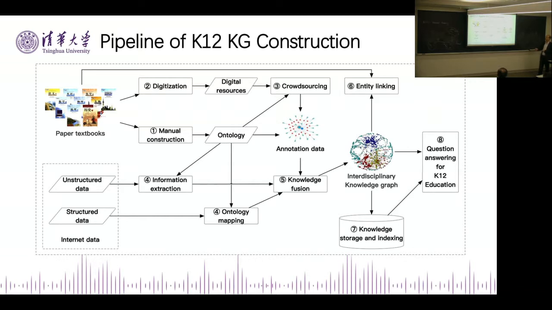For the unstructured data, we need an algorithm to extract the knowledge from it. And for the structured data, we need to do the on-page mapping. Finally, we get three kinds of knowledge, and we need to do the knowledge fusion. Finally, we get an interdisciplinary knowledge graph, and then we can do entity link, and we can store and index it. And we can also implement a very direct application, just question answering for K-12 education.